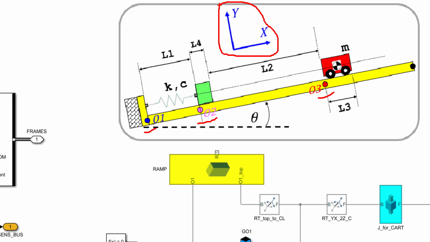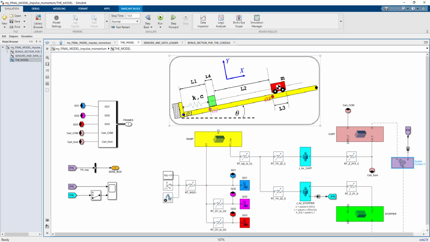The positive x-axis of the inertial frame is parallel to the ramp, and its positive direction is pointing to the right. Okay, that's the model.